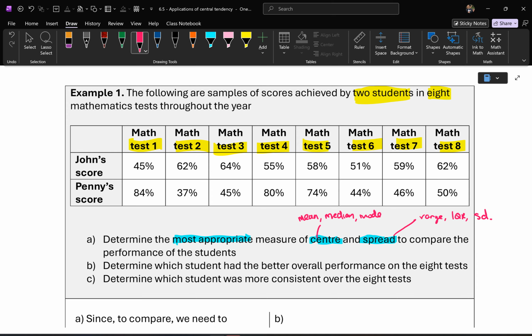Which one is it? Because there is one key piece of information here that tells you which one you should do. That's what I'm trying to highlight in 6.5, the essence of 6.5. Which one do you use? You can do all of mean, median, and mode, but there is an appropriate one. Which one is best for John and Penny's scores at the moment?